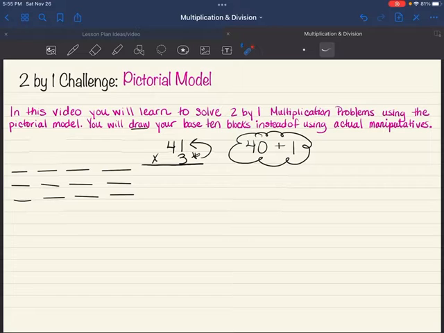Now I need to worry about my ones. I have how many groups of ones? 3, just like I had 3 groups of 40. Now I have 3 groups of 1. Okay, so let's go ahead and draw that. And I'm going to draw just a circle, 2, 3. Well, one of them is a circle and 2 of them are squares.